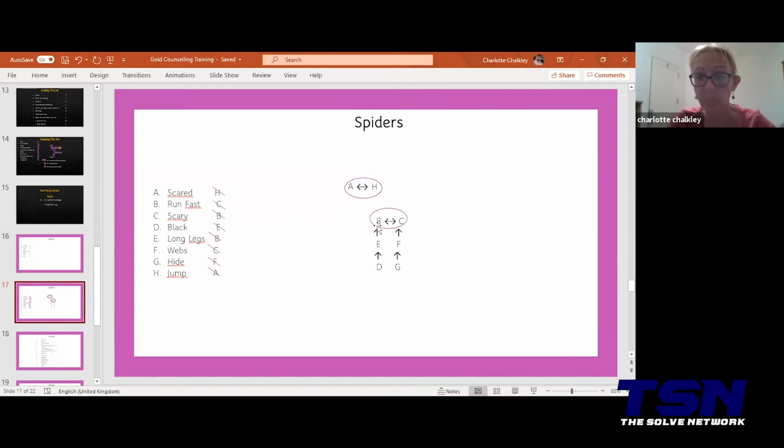And then we're going to see what other letters link to B and C. So we can see we've got a C here, so F links to C. We've got an E links to B, and we've got a D that links to E. Yeah, so we're recording them from left to right. So D goes to E, E goes to B. Does that make sense? This is a little bit more complicated.